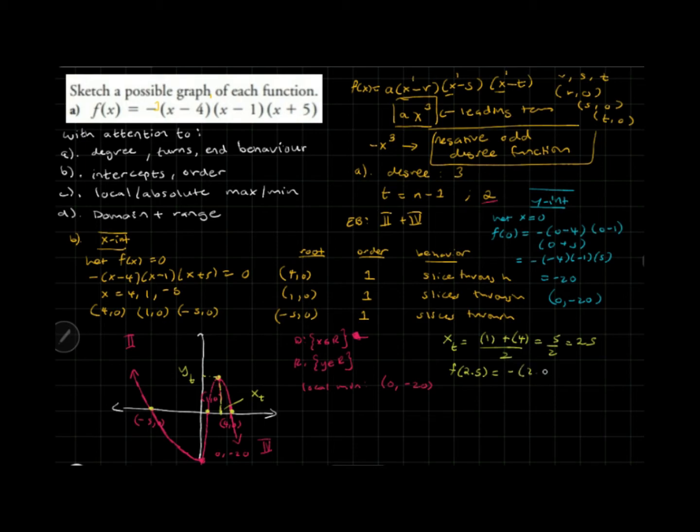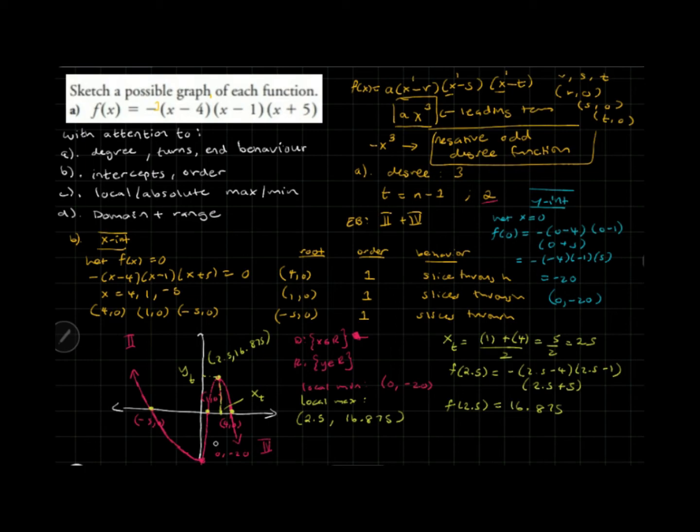You get negative 2.5 minus 4, 2.5 minus 1, 2.5 plus 5. Then if you punch this out in your calculator, you'll get about 16.875. So this is just there to help us figure out where the point is. All right, so this is (2.5, 16.875). So that is our local maximum. We have our local minimum, and our local maximum here is (2.5, 16.875). So we have our local maximum, and we don't have any absolute maximum or minimum.